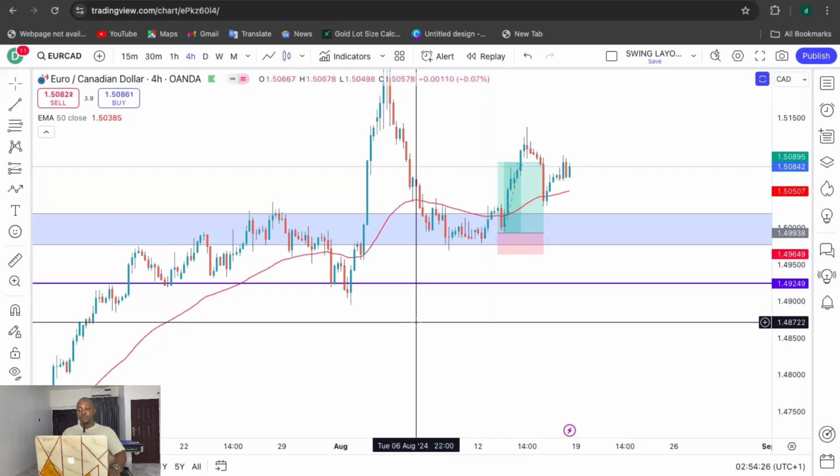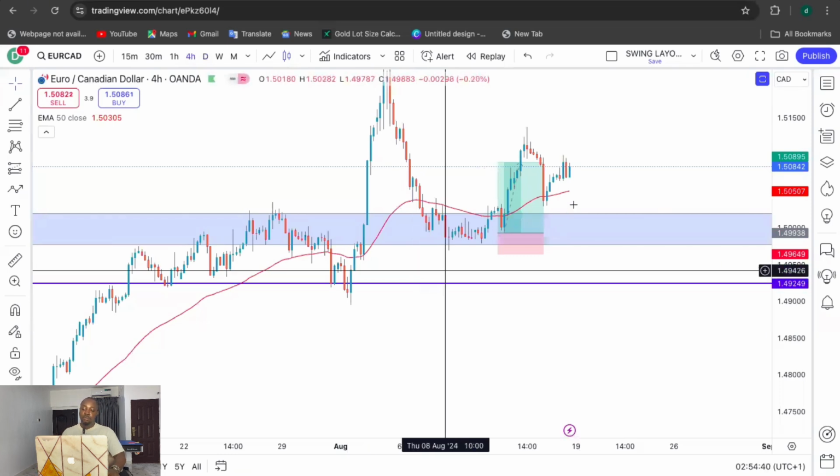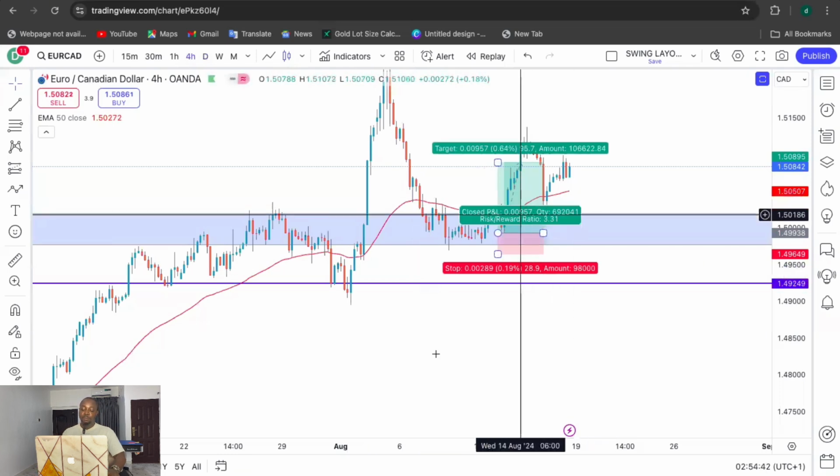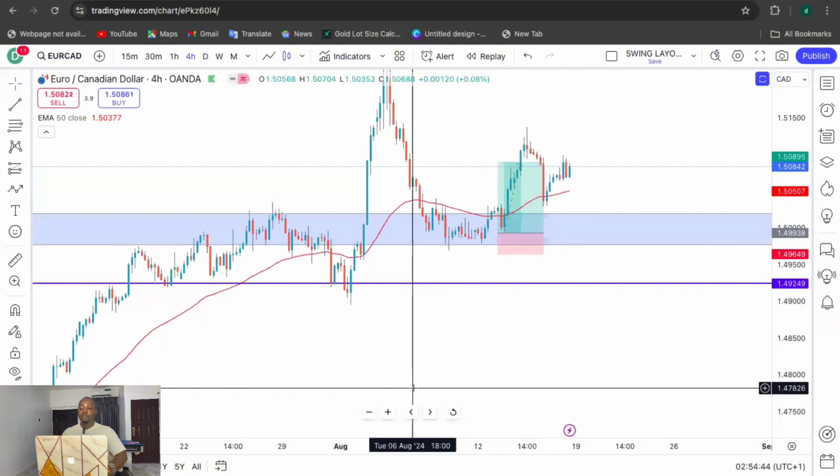So this was basically the trade I took. Very clean, very simple. It's something you can catch if you just follow these simple rules. And this is the full breakdown of how I was able to catch this beautiful move, this 95 pip move on EuroCAD.